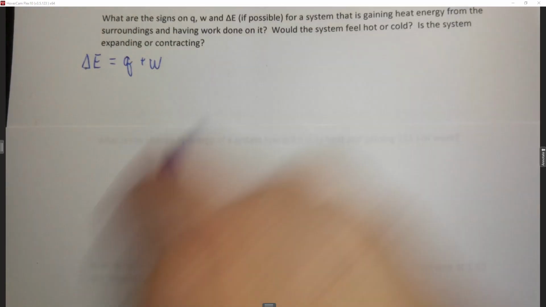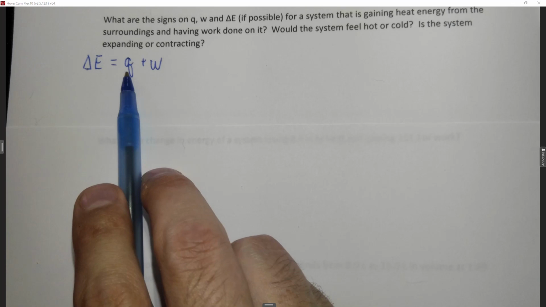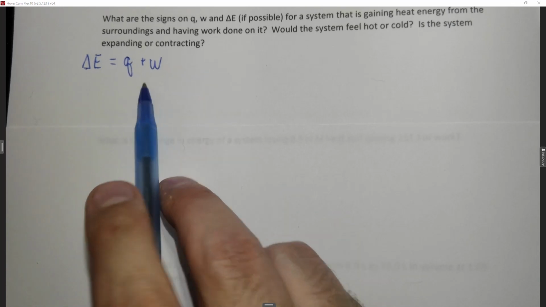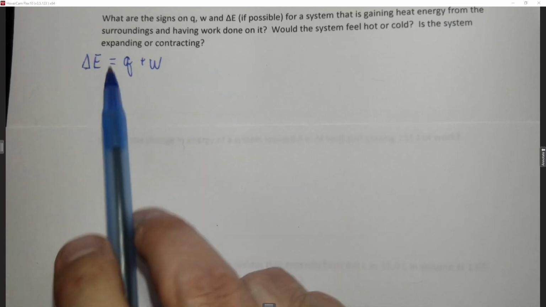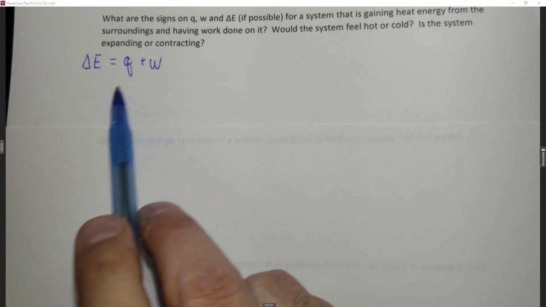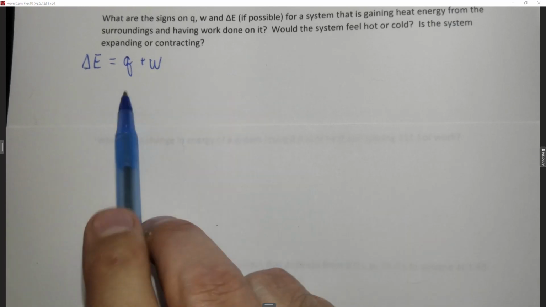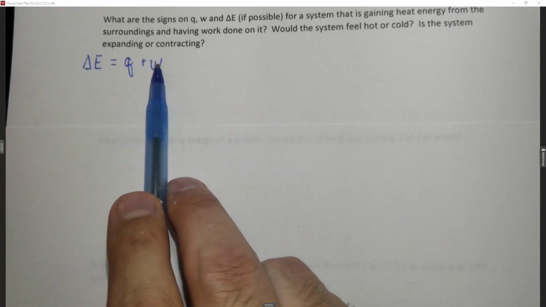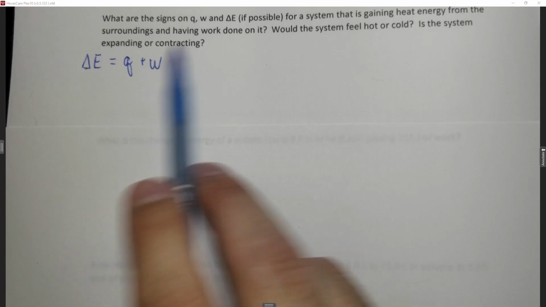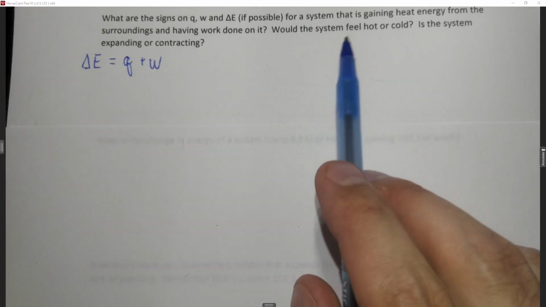The first thing we need to know is delta E equals Q plus W, where Q is the heat term and W is the work term. And this looks like an incredibly simple equation, right? You just add two things together. But the trick, where the problems arise, is figuring out the sign on Q and W. So it's important to practice this to know what the signs on these things are.